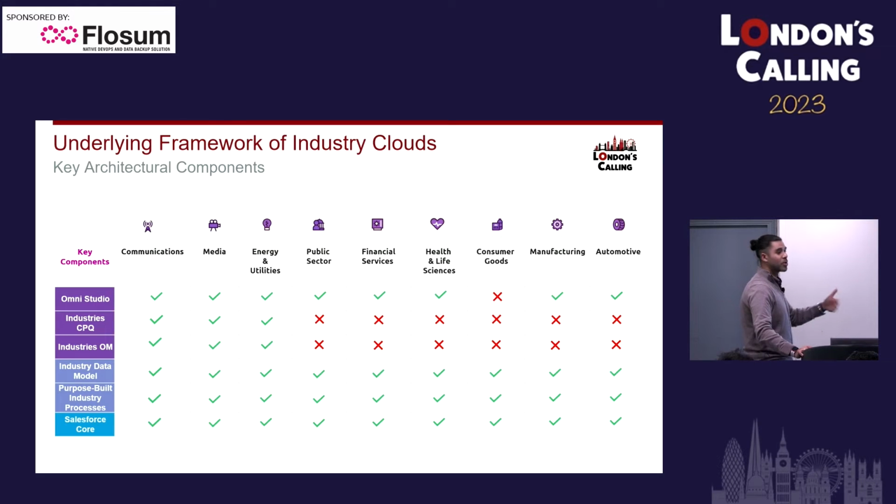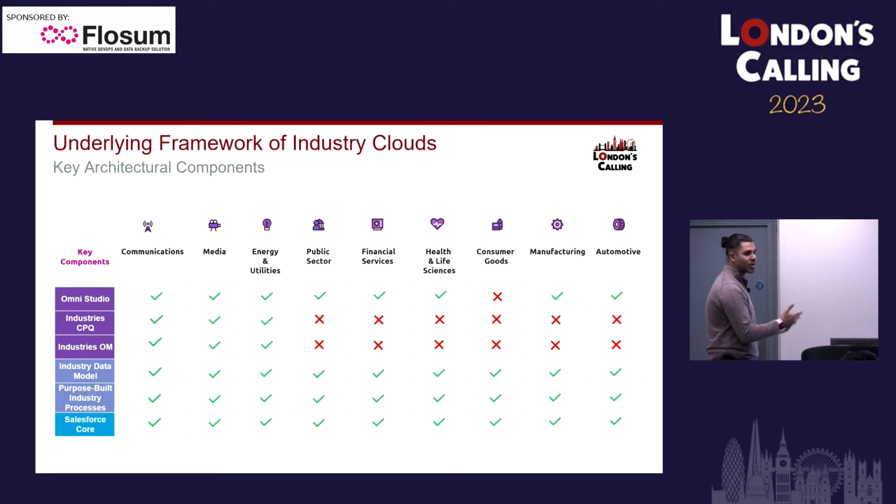Not to say that it won't, because Omni Studio is getting merged with core Salesforce, and it's a matter of time before it starts having it, but every other cloud is using Omni Studio. And then if we talk about industry CPQ, to do your product catalog, your pricing, your quoting, it is there in 3 of these Velocity clouds: communications, media and entertainment, and energy and utilities. And why is that the case?